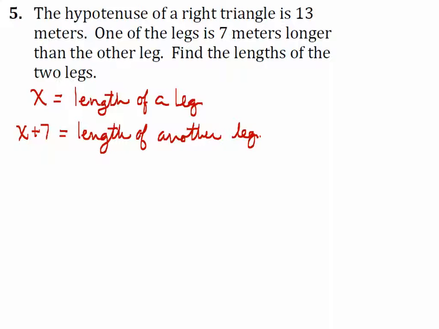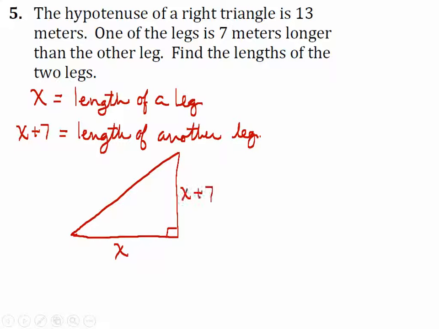We do have a geometry problem on our hands, so we might as well make a diagram. Put a box right here for the 90-degree angle. This one has to be the hypotenuse, because the 90-degree angle has to be opposite the hypotenuse. So let's put in everything we know. That's going to be x. This one has to be x plus 7. The other one then has to be 13.